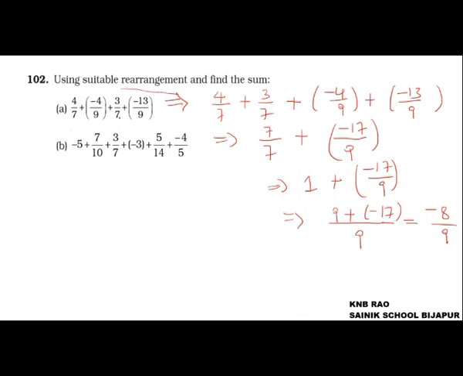Here, which property have we used? Rearrangement we did. Which property have we used in shifting 3 by 7 to that side? We have actually used the associative property or the commutative property, you can also say. Minus 4 by 9 and plus 3 by 7, this we have interchanged here.